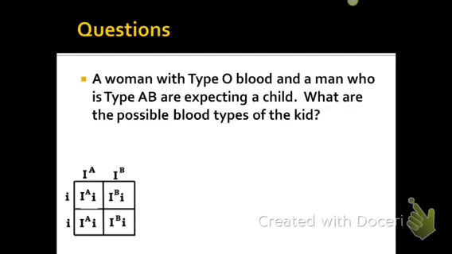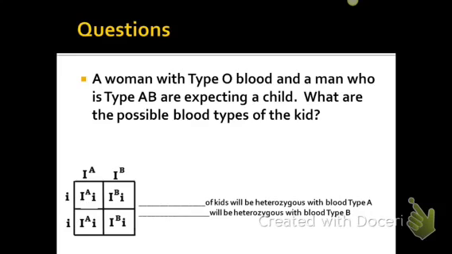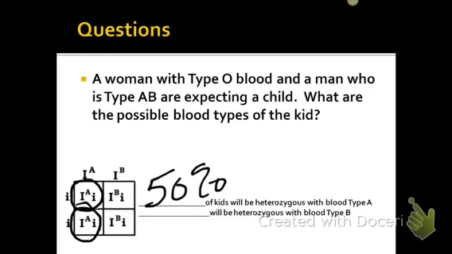So we make our Punnett square, and we see here's our mom, lowercase i, and your dad, capital IA, capital IB, and then we go through and we multiply. Lowercase i times capital IA gives us capital IA, lowercase i, and we do that for all 4, and we find out that the number of kids that will be heterozygous with type A blood, we're looking for capital IA for type A blood, will be 50%. And also heterozygous for type B blood. Here's type B, here's type B. That is also 50%. Make sure you fill that in on your notes.